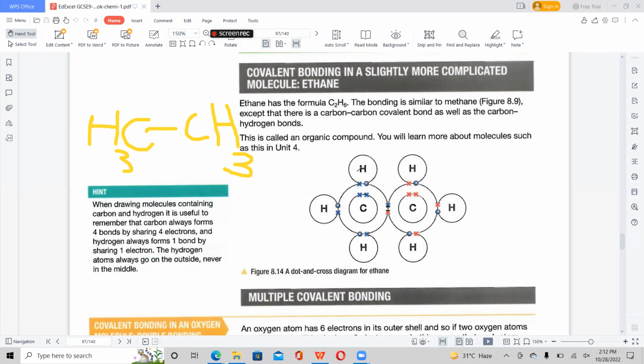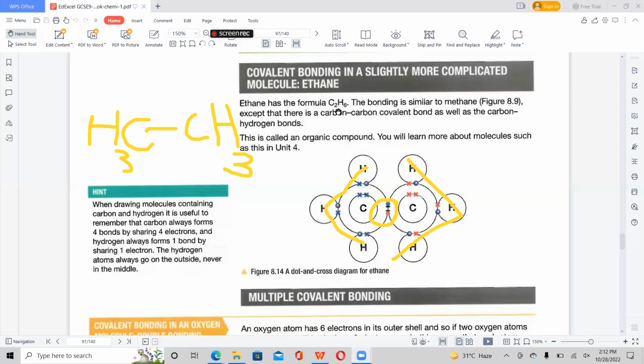We have already studied that carbon can make four bonds. Now, when it engages with three hydrogen atoms, the fourth bond of both carbons would be shared with each other. So this is called a covalent bond. Covalent bonding is present there. As per your book, ethane has a formula of C2H6.